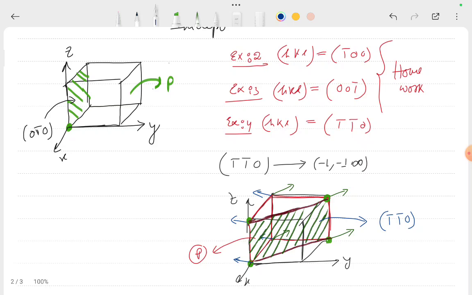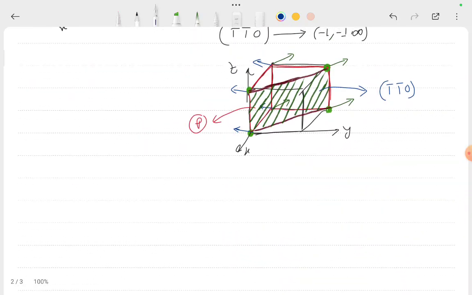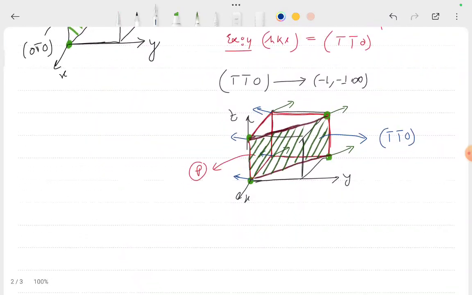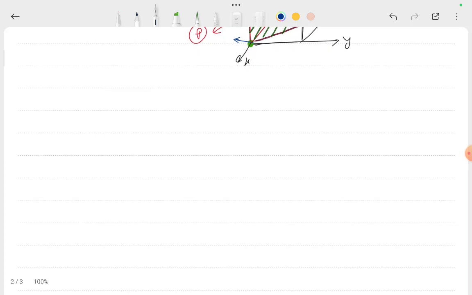Okay, next we take another problem, and try to understand it in detail.